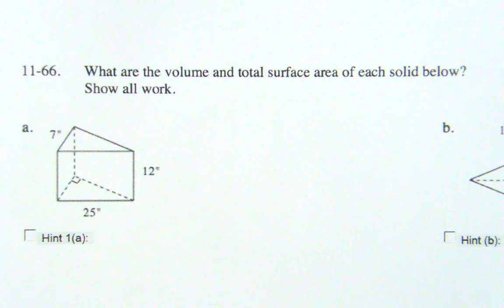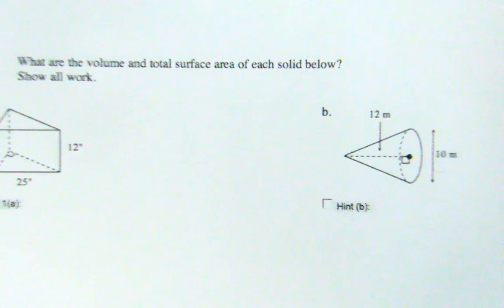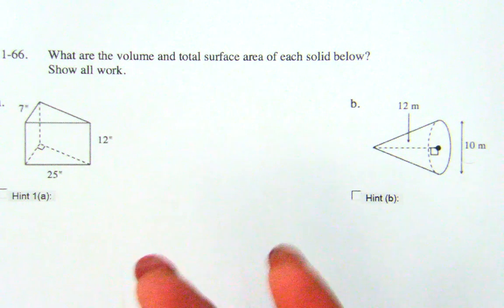So the first one's going to be a prism, right? And then the second one's a cone. So I need you to pause for a second, please, and then can you please draw the pictures out as best as you can and make them at least 2 or 3 fingers big so that you can actually write on them, because I'm going to be writing on these.